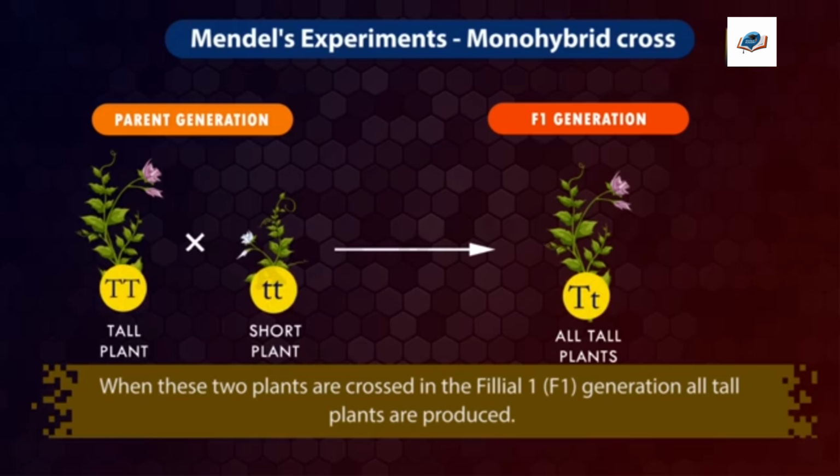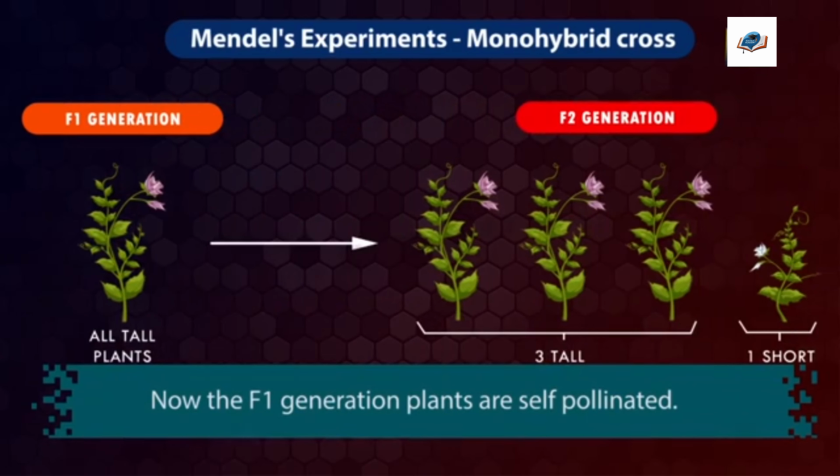Here we can see all these plants got one allele tall and the second one short. Since the tall allele is the dominant one, the plants expressed the trait tallness. So in the F1 generation, all plants are tall. Now these F1 generation plants are self-pollinated. Let us understand the outcomes with the help of a Punnett square.